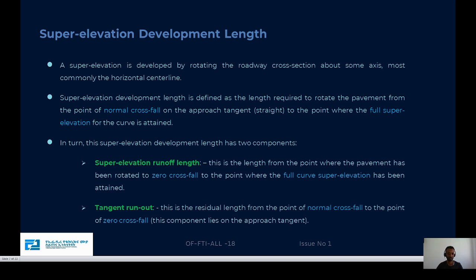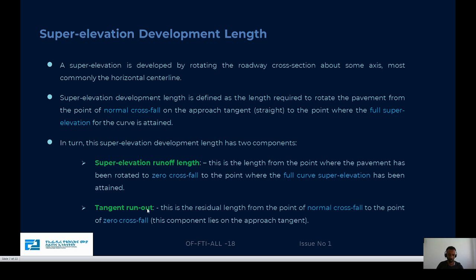So this super elevation development length is divided into components. The first is run-off length. This length is from the point where there is 0 cross section to full super elevation.